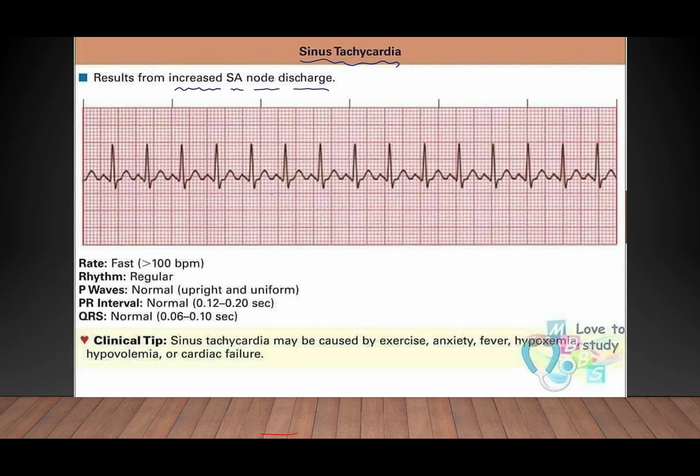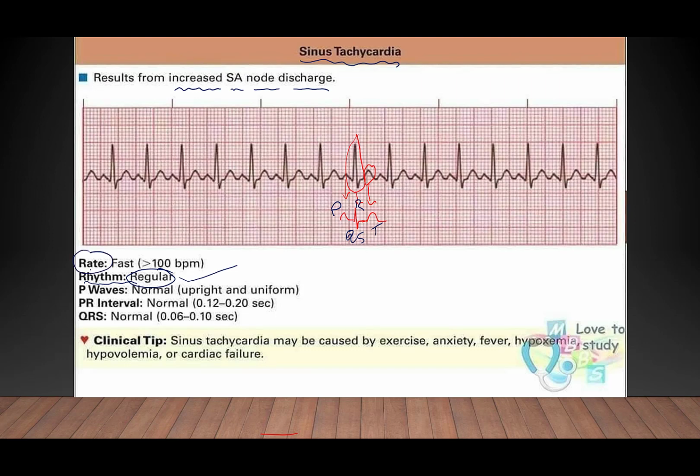If you look at this ECG, here we have the PQRS complex. This is P, QRS, and T. If you look at this ECG, here we have rhythm. Rhythm is regular.